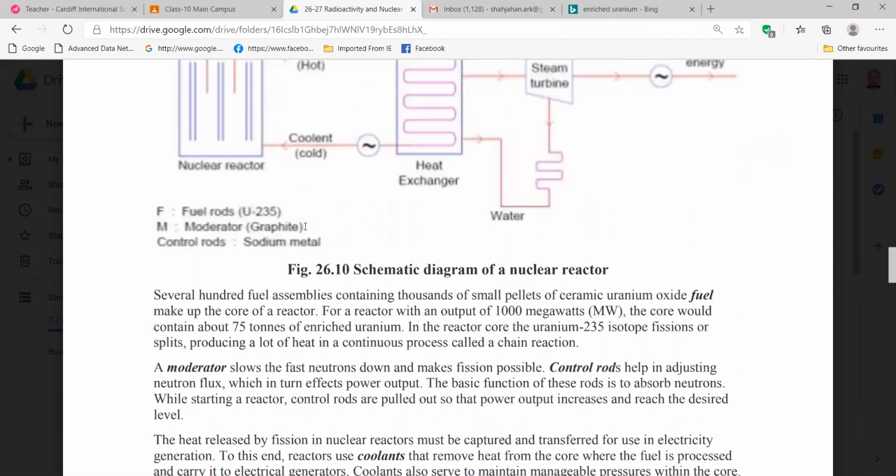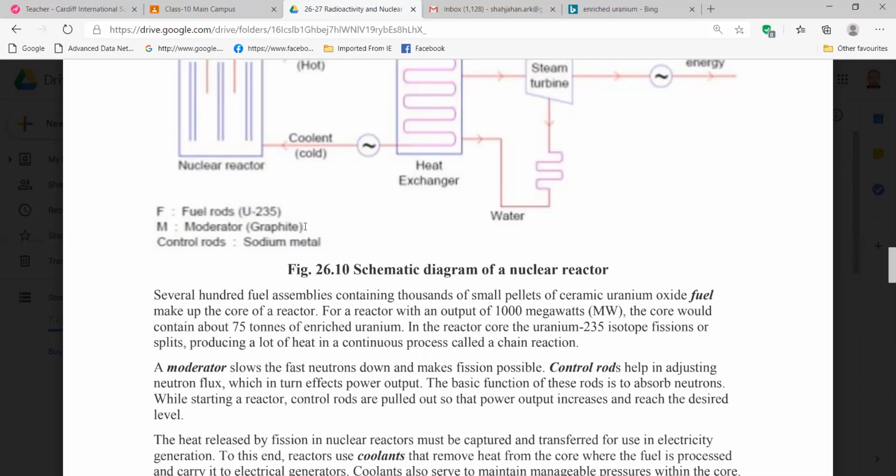Several hundred fuel assemblies containing thousands of small pellets of ceramic uranium oxide fuel make up the core of a reactor. For a reactor with an output of 1000 megawatts (MW), the core would contain about 75 tons of enriched uranium. In the reactor core, the uranium-235 isotope fissions, or splits, producing a lot of heat in a continuous process called a chain reaction.